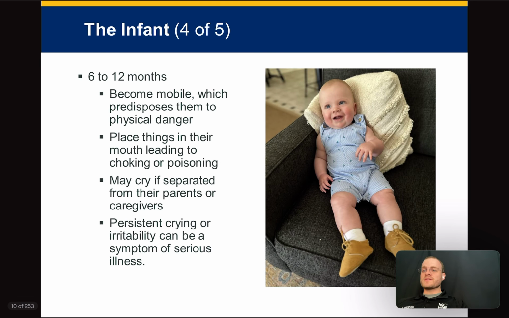Okay, this is Mr. Hobby when he was a little bit older, and so the infant becomes mobile, which predisposes them to physical danger. At the 6 to 12 month mark, they can start crawling first, and then around a year or so, they might start walking, give or take 2 months. So like 10 to 14 months, they can start walking.